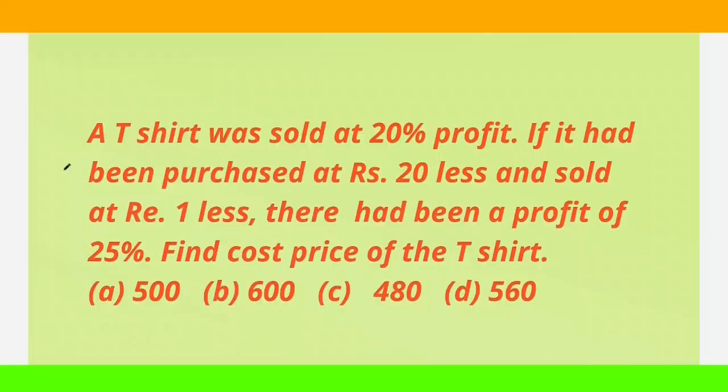We are going to solve a few miscellaneous questions to learn the short tricks of solving the questions of profit and loss. Our question is: a t-shirt is sold at 20% profit. If it had been purchased at rupees 20 less and sold at rupee 1 less, there would have been a profit of 25%. Find the cost price of the t-shirt. The given options are option A 500, option B 600, option C 480, option D 560.